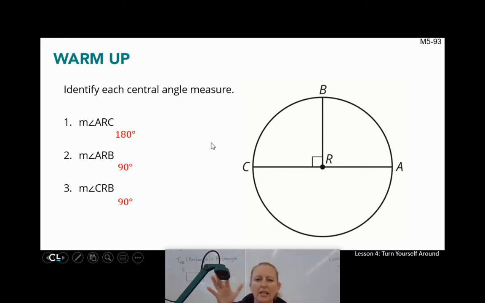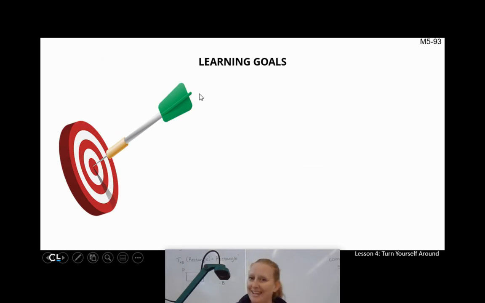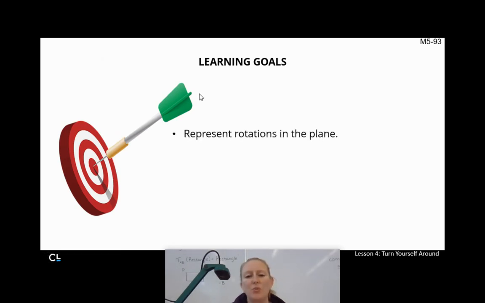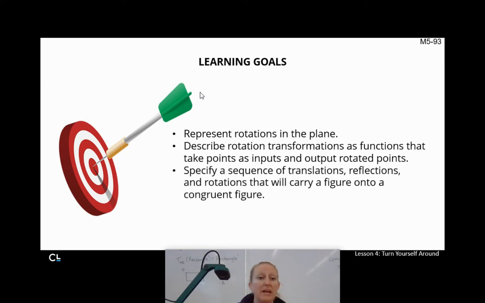So I just want to get our head in the game with angles and degrees. It wasn't meant to be hard, just to get us thinking in this direction, because our learning goals for today and next time are to represent rotations in the plane. We're going to describe the rotation transformations as functions, right? We knew this was coming, that take points as inputs and output rotated points. We're going to specify a sequence of transformations, so reflections, translations, rotations, that will carry a figure onto a congruent figure. It might be a combination of things now.